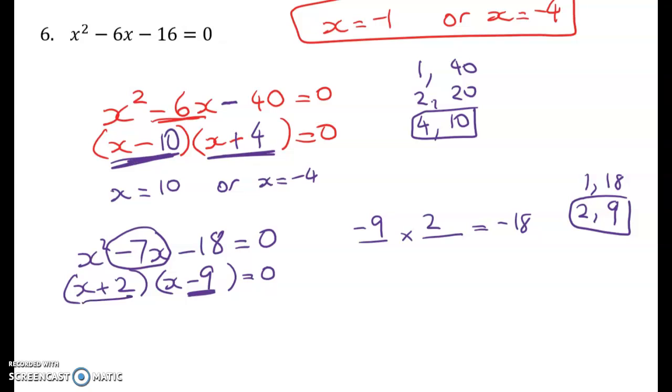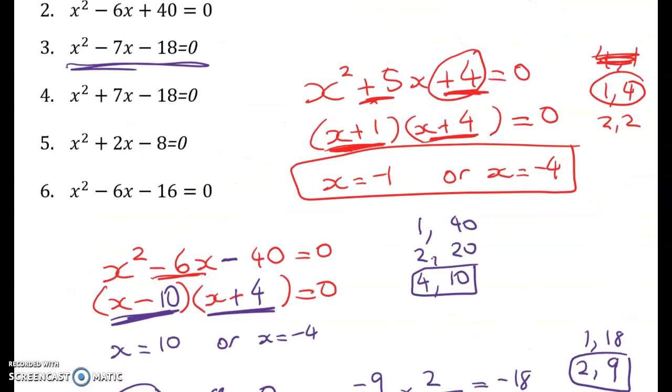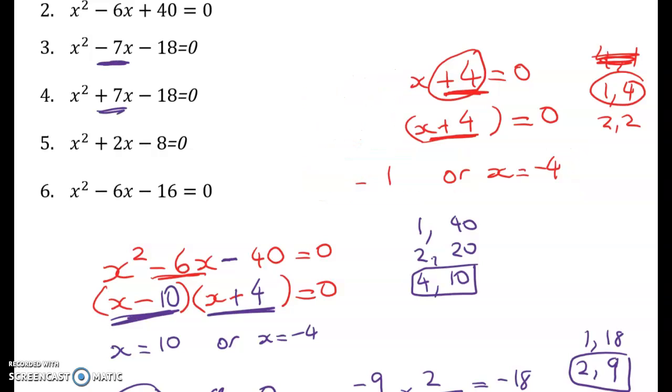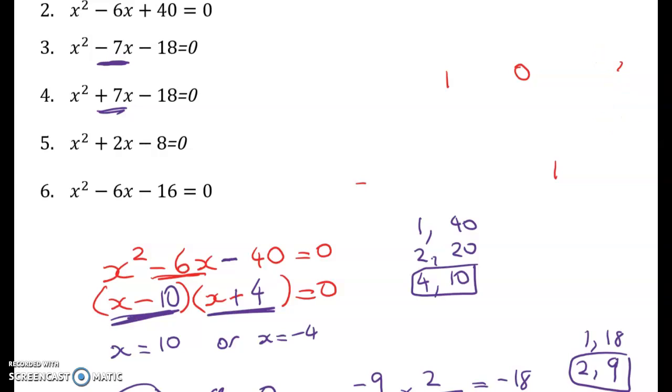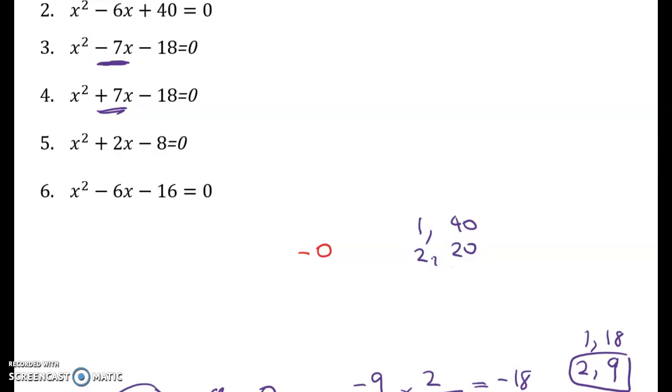So my last step is to say, when is this 0? Well, when x is negative 2. When is this 0? When x is equal to 9. Right, we've got how many left to do? 3 left. All I've done for number 4 is to change one sign. So here we've got minus 7x, and here we've got plus 7x. So that changes the factorization slightly.